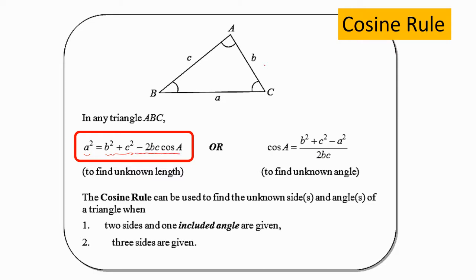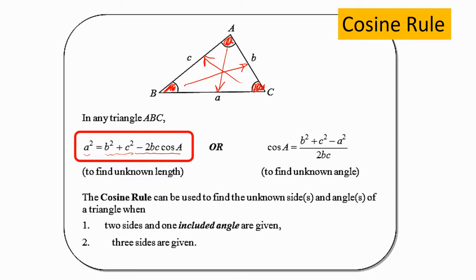So looking at this triangle, angle B will be opposite the side b. Angle A will be opposite side a. And lastly, angle C will be opposite the side c. So to find an unknown length, we can use this formula: a squared equals b squared plus c squared minus 2bc cosine A, where A is the angle.